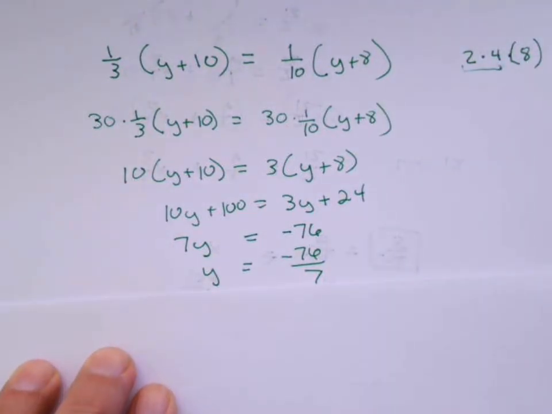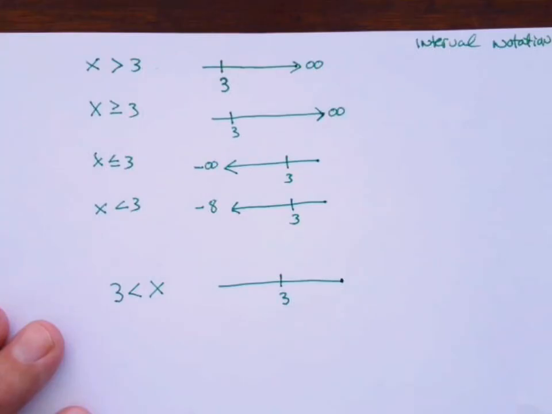Bottom line, get rid of the fractions by multiplying by the lowest common denominator.